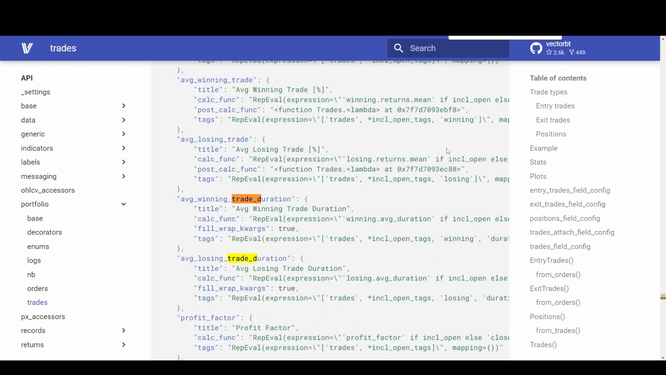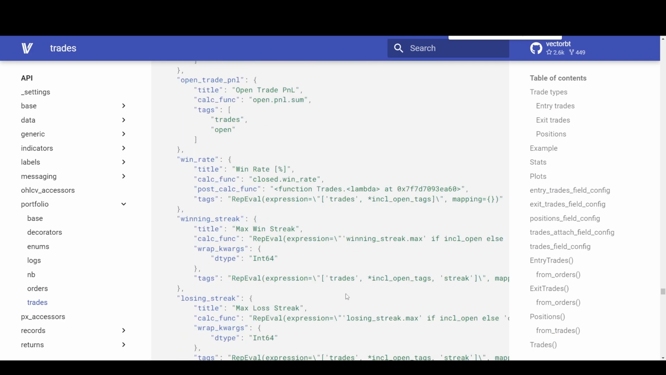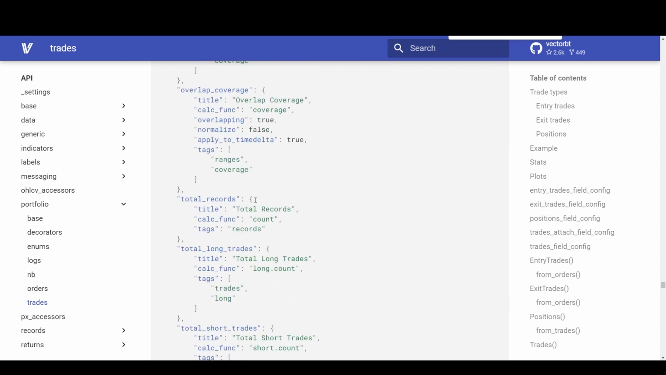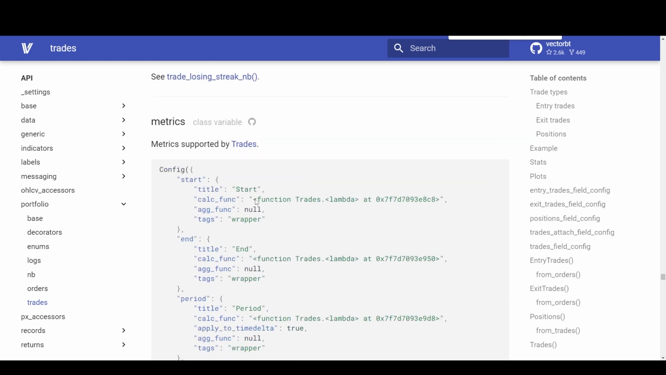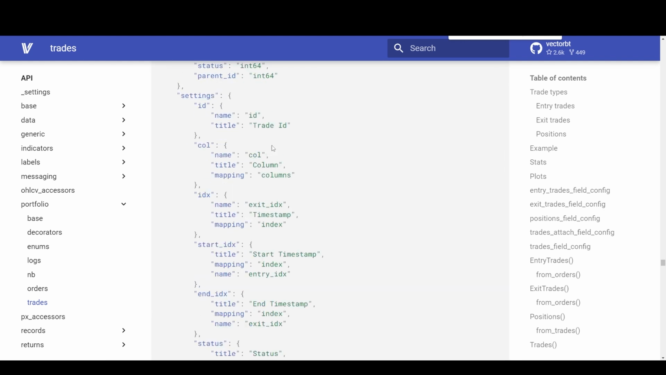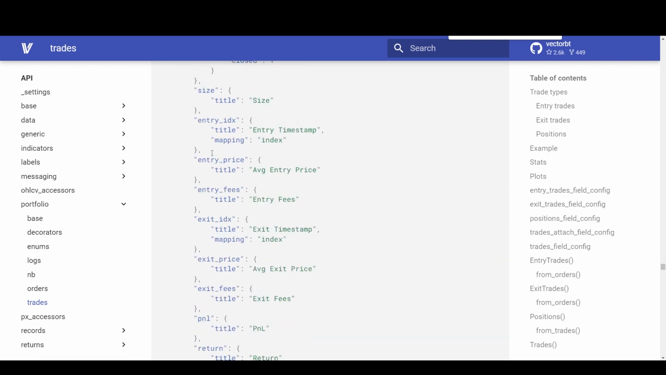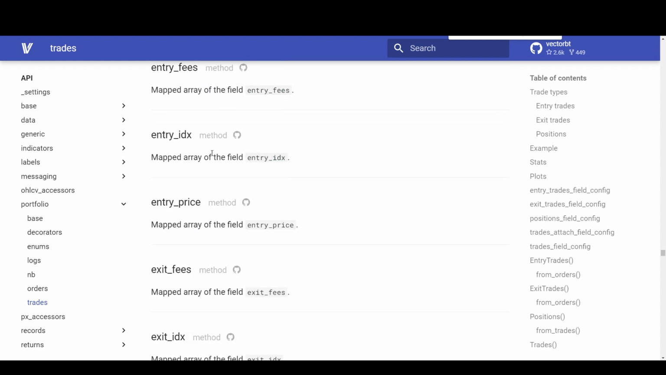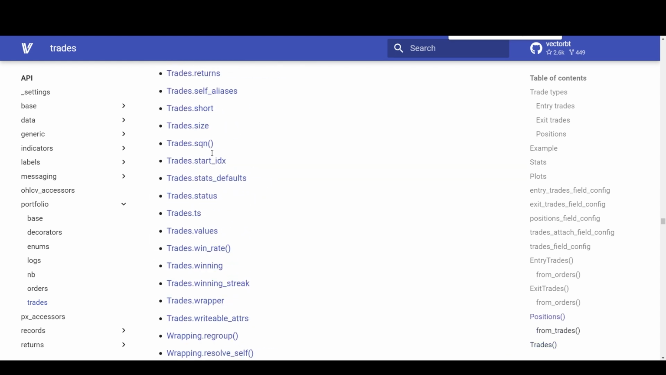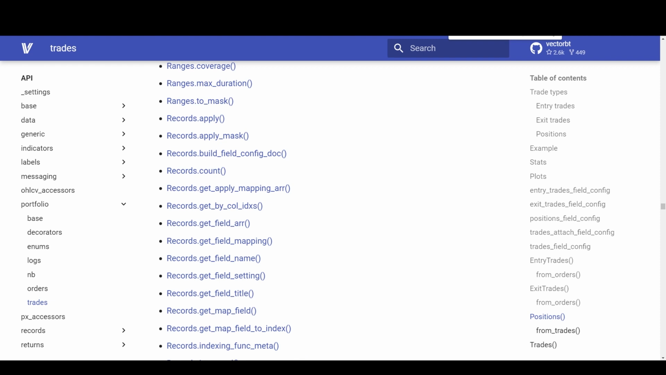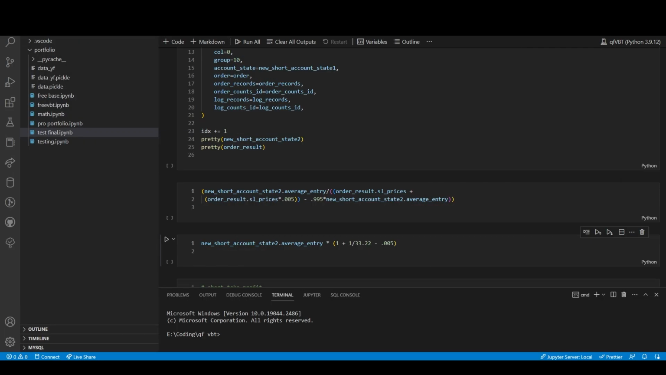trade DT. Let's see if we did DT. No, yeah, so you have all this stuff like win streak, losing streak, total records, coverage, start, all of this stuff. So this is the data type for trades. You got all this stuff here, so I'm gonna have to figure out how to match all that stuff up to what's going on. So that's good that he has that. All right.